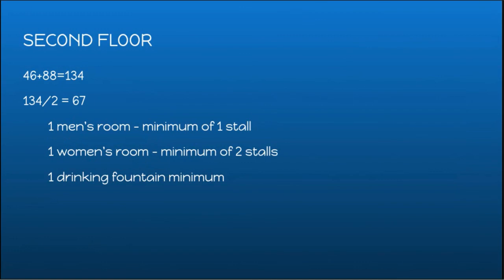So that's just a quick rundown of how they determine occupancy and what you would need as a minimum for public facilities. And again, some designers will go above the minimum, but this is the minimum requirement for the number of utilities in your design of a library.